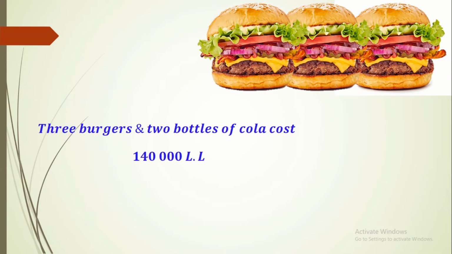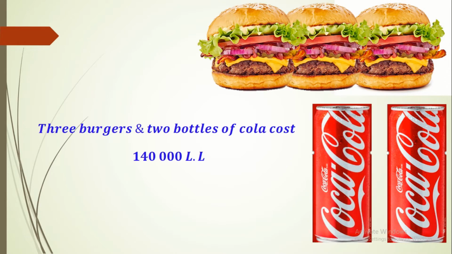If we have, for example, 3 burgers and 2 bottles of cola costing 140,000 Lebanese lira, here we can have several choices for the price of each burger and each bottle of cola. We can say that the price of each burger is 36,000 Lebanese lira and the price of each bottle of cola is 16,000 Lebanese lira. We can have another choice. We can say that the price of each burger is 40,000 Lebanese lira and the price of each bottle of cola is 10,000 Lebanese lira.